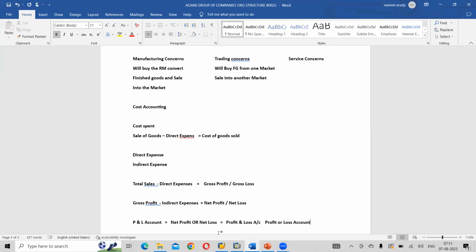Because we know that at the end, in any scenario, we won't get both a net profit and a net loss in this account. We are going to get either net profit or net loss. Then why are we calling it a profit and loss account? Why can't we call it a profit or loss account?